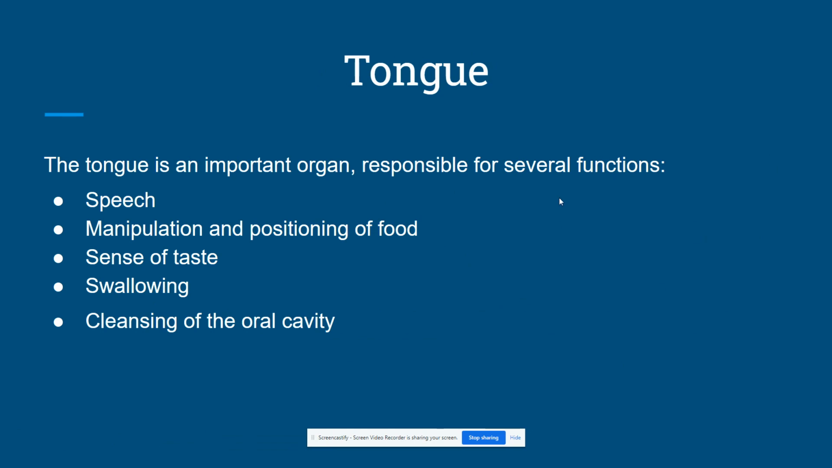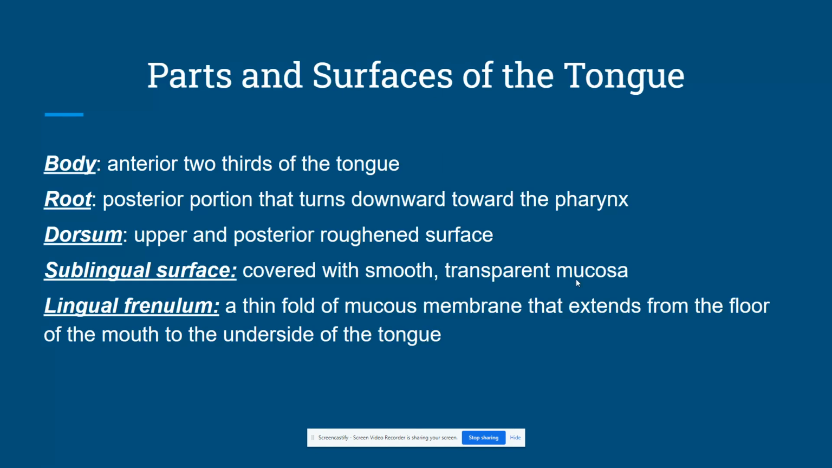Okay, so speech, the tongue is very important for speech, moving the food and positioning of food, sense of taste, swallowing, and cleaning of the oral cavity. So the tongue has a lot of important functions. Parts of the tongue: you have the body, the root, the dorsum, the sublingual surface, and the lingual frenum. What I'm really going to be talking about is the sublingual surface, the lingual frenum, and the dorsum of the tongue where the taste buds are located.